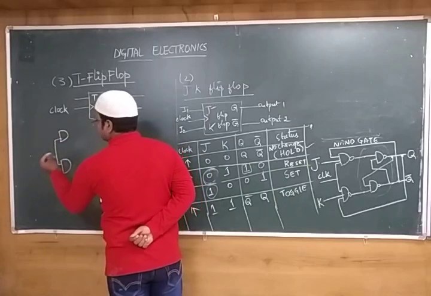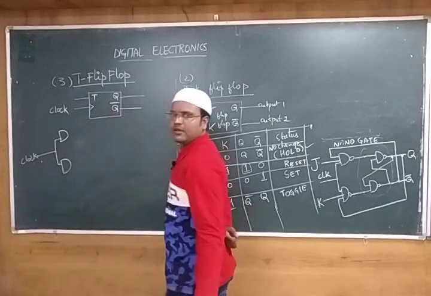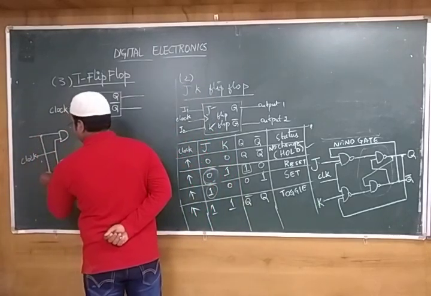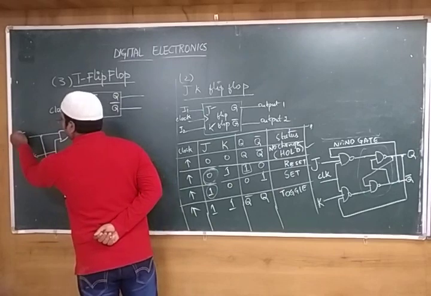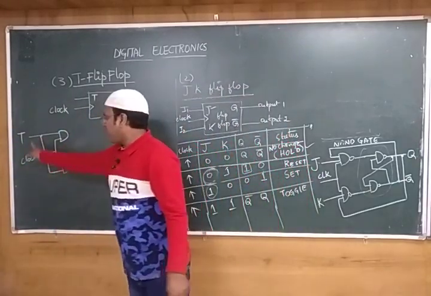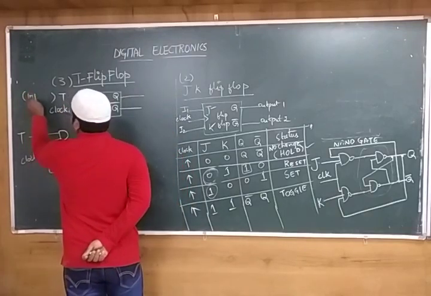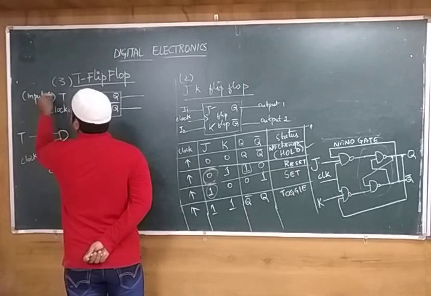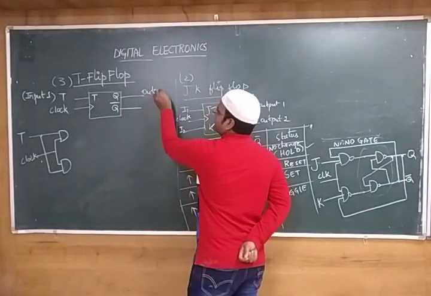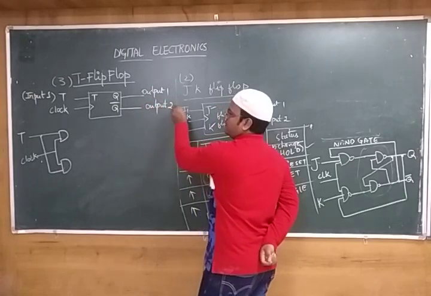Because we had a single input, the first thing I'm giving is one clock pulse. Next, since we only have a single input, I'll short circuit this, right? This is a toggle. Till now we have seen input and clock. This is your input T, right? This is your first input 1. These are output 1 and output 2. So we have given this 2.